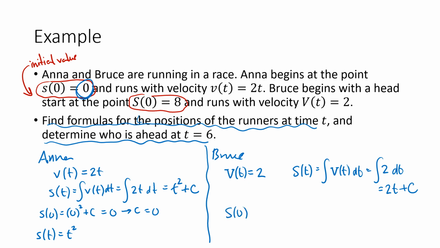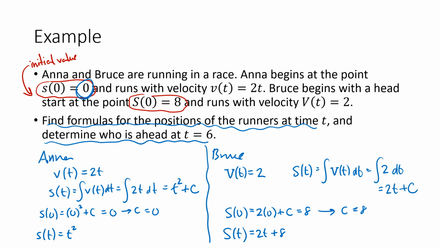So capital S of 0, according to our formula, is 2 times 0 plus c. And according to the information that we were given, that's also supposed to equal 8. So that's going to tell us that c equals 8. So Bruce's position function is capital S of t equals 2t plus 8. So we've got our different position functions. That's the first part of what they asked us to do.